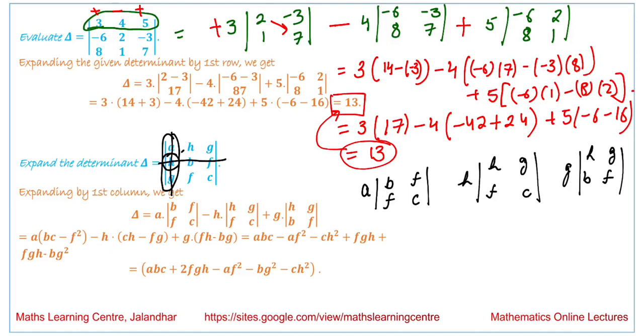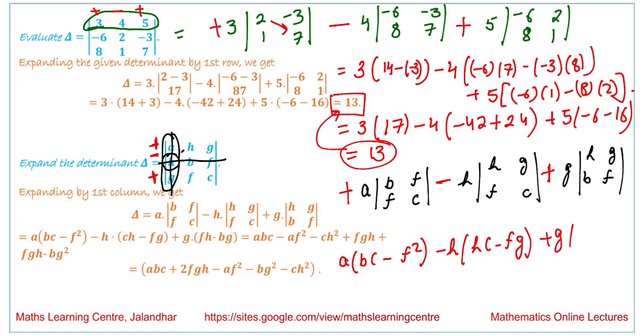So the signs now we have to add over here. The signs we will have are positive, negative and positive. On opening this determinant, we will get A into (BC minus F square) minus H into (HC minus FG) plus G into (HF minus BG).